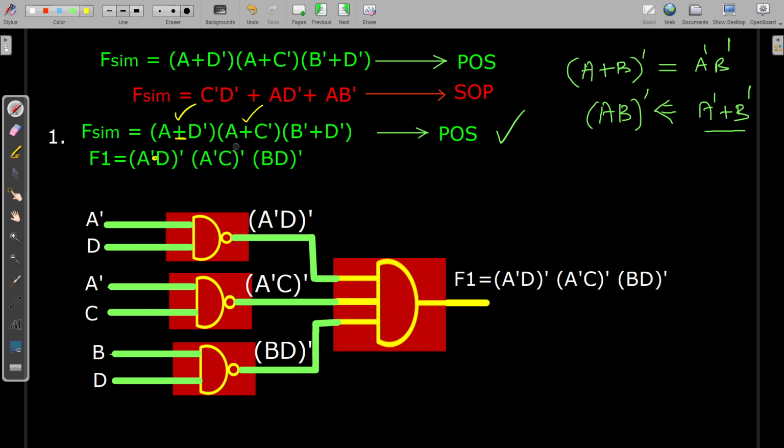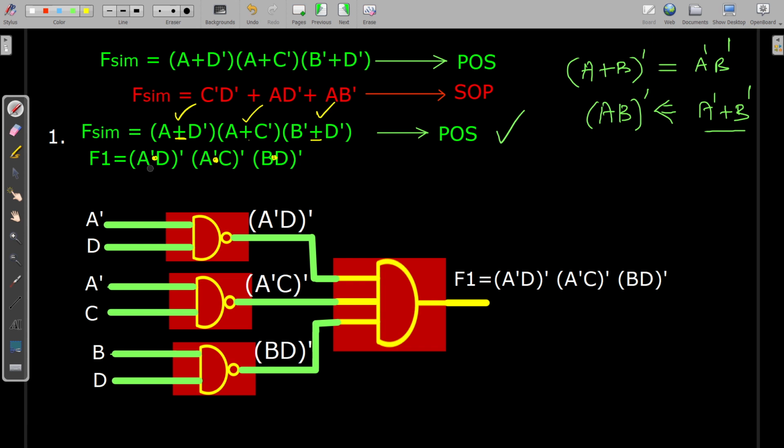That is, we are applying De Morgan's for each and every term. So a is converted to a dash, this plus sign is converted to dot, and this c dash is converted to c. Then apply the whole bar, whole dash. Then you take this b dash plus d dash. So this is complemented, so you get b. Then this plus is converted to dot, d dash is converted to d. Then you put the whole dash. That's it.